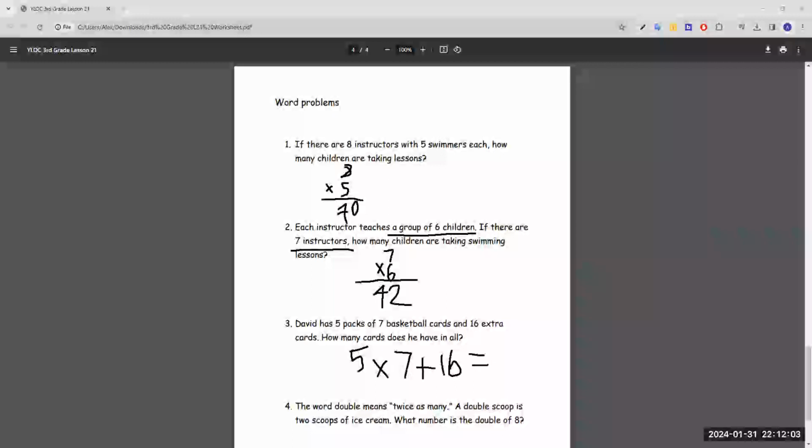In this equation, we would do 5 times 7 first because of PEMDAS. So 5 times 7 is 35. And we have plus 16. 35 plus 16. 6 plus 5 is 11. And you carry over the 1. 3 plus 1 plus 1 is 5. So David has 51 cards in total.